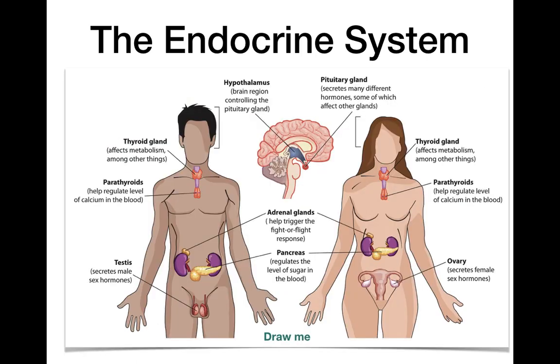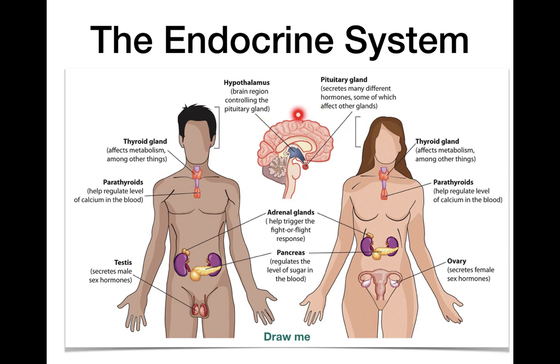Okay, the endocrine system now. This is a more complicated one to draw. All the glands are the same in the male and female, except of course the reproductive glands, right? So you can choose to draw one of them and then draw just the different reproductive organs for the other one if you want to.